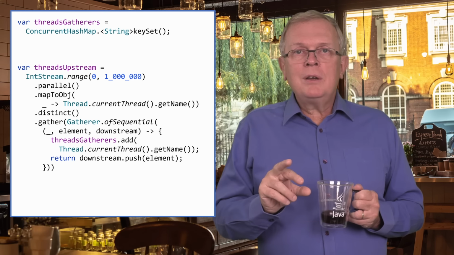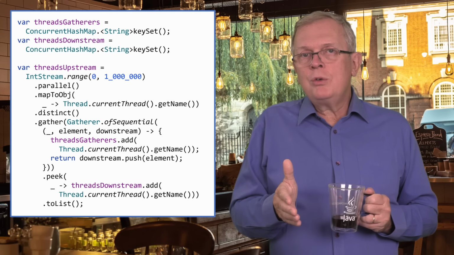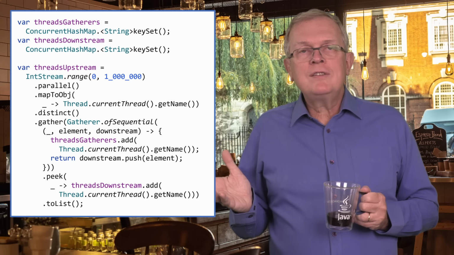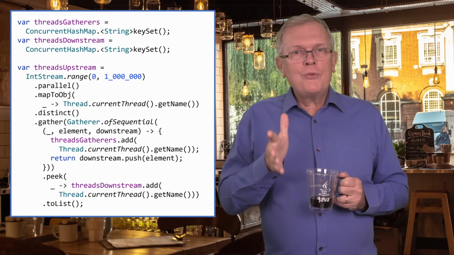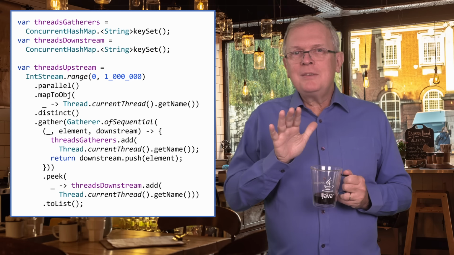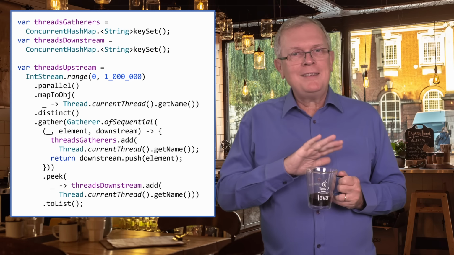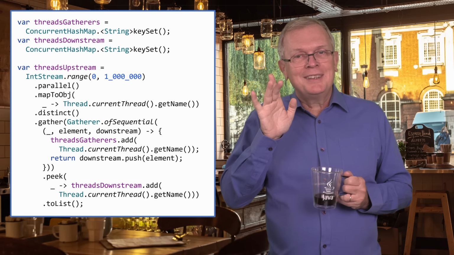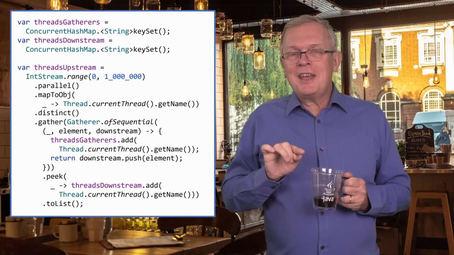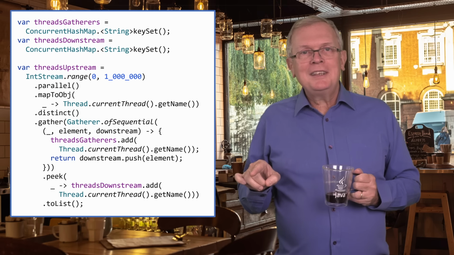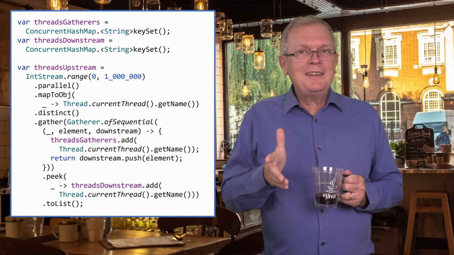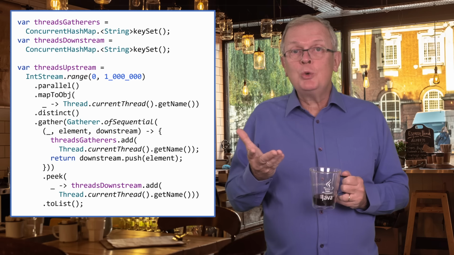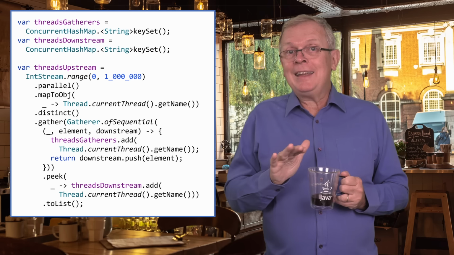And then after this gatherer, let us add the same kind of code in a peek call to see what threads are executing the rest of the stream processing. A word of warning with the peek method. This method has been added for debugging purposes. It is not meant to be used in production code, and certainly not to conduct side effects as we are doing it here. So don't take this code for an example of what you can do in your application. It is made to show you how things are working, and that's it.